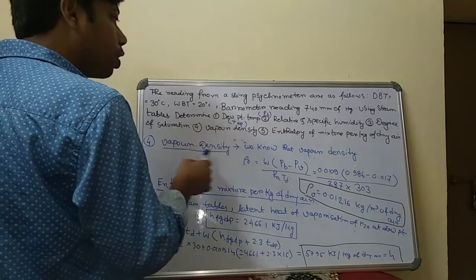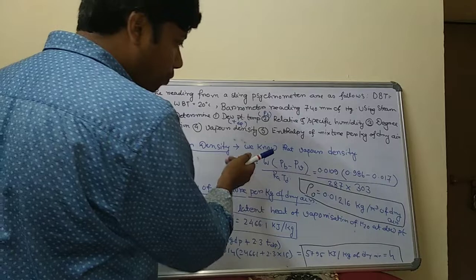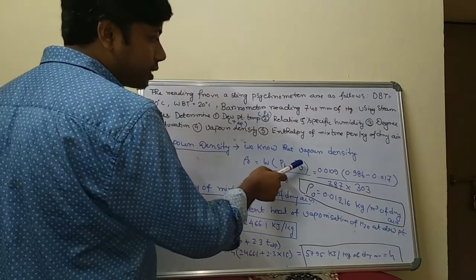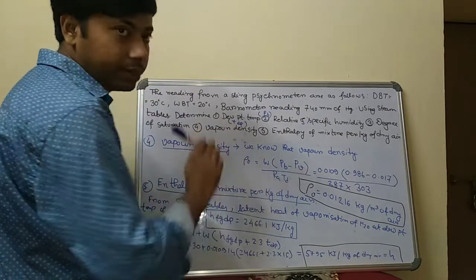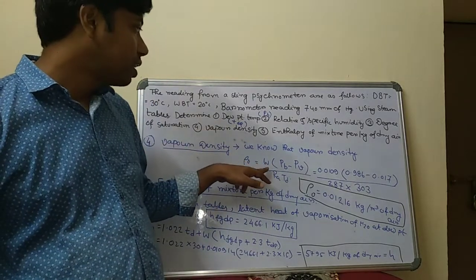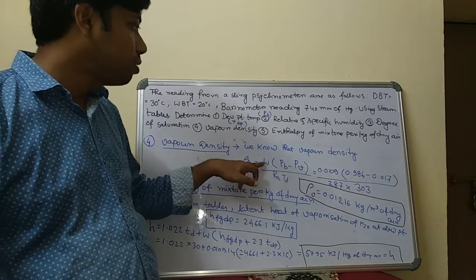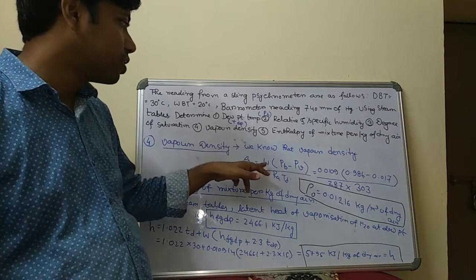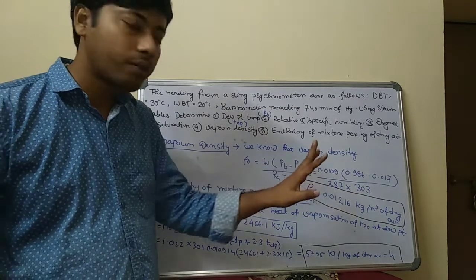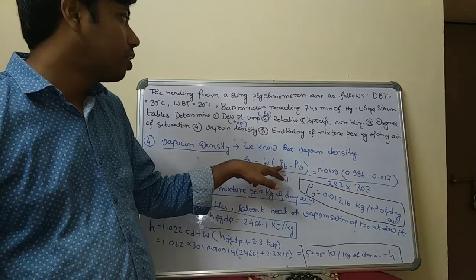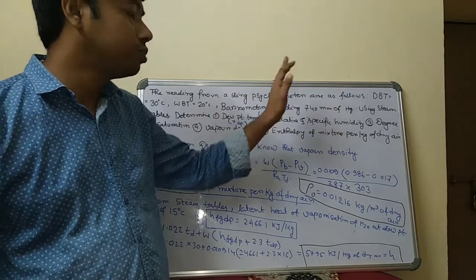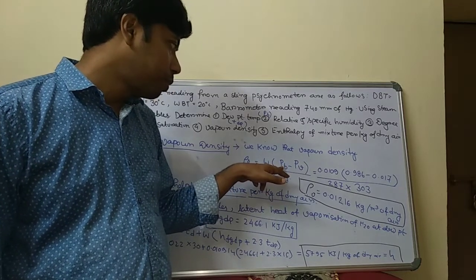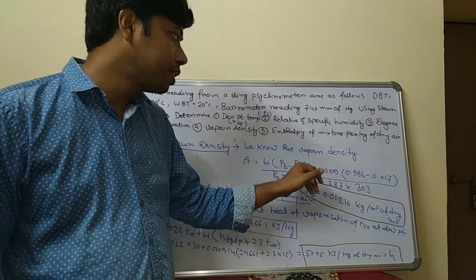The formula of vapor density, rho V, is rho V = W into (PB minus PV) divided by RA into TD. W is basically your specific humidity, which we already calculated in the last part of the numerical: 0.0109. And PB is your barometer reading, that is 744 mm of Hg. You just convert it to bar. So 740 mm of Hg converts to 0.986 bar, minus PV.